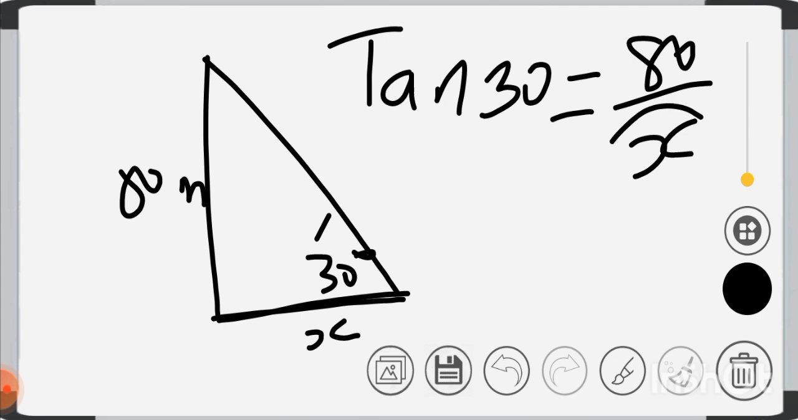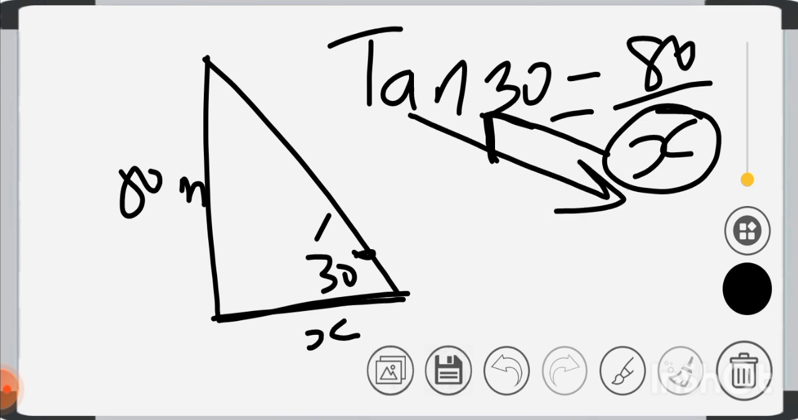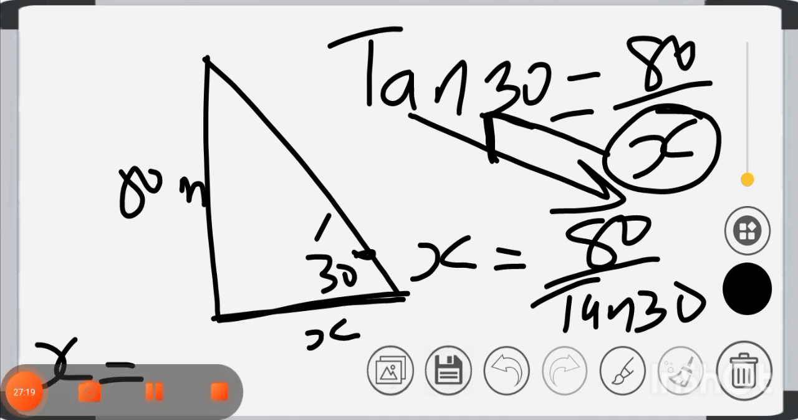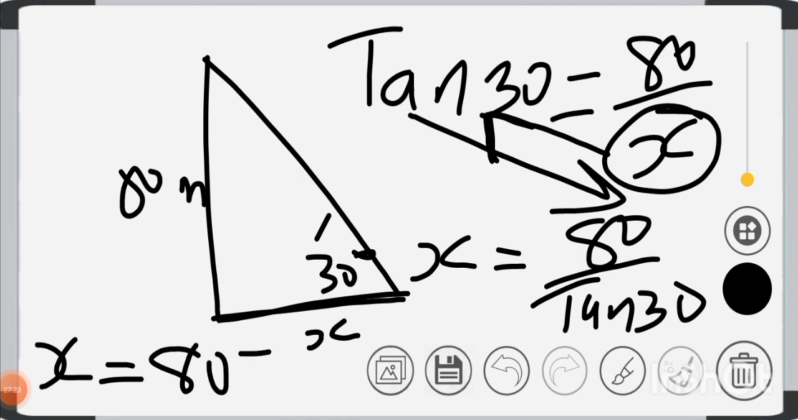So if you make X the subject of the same formula, what you have to do is just bring X to this place and move this tan theta back to this place. So we're going to have X equal to 80 over tan 30. Automatically your X becomes 80 root 3 meters, or 130 something. Let's say 138.6 meters. That's what we are going to have.